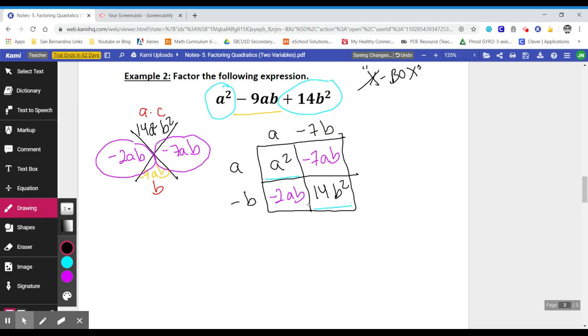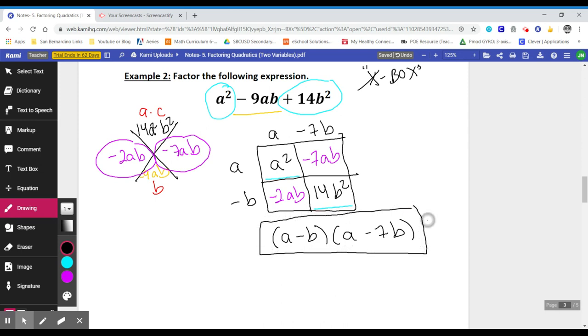So make sure you're pretty good at factoring. Your final answer can be written like this. When you factor this out, the final answer is the product of a minus b times a minus 7b. And this will be the final factored form of the original problem. Again, if you want to check your work, you can always multiply this out and see if you get the problem that we started off with. If we got the problem that we started off with, then you're pretty much good to go.